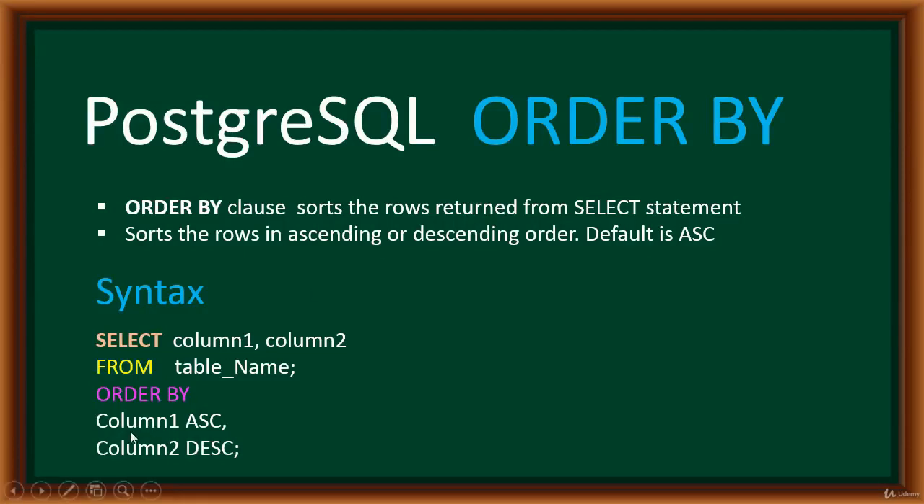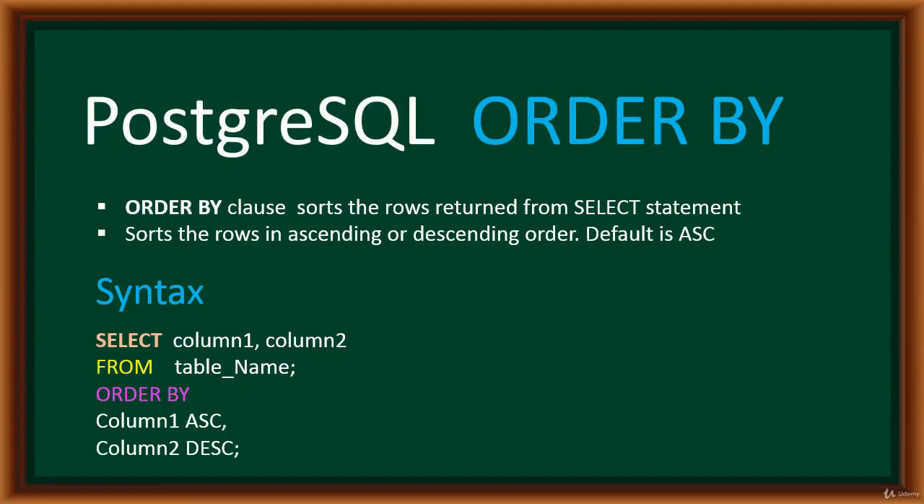So you can order by a specific column. Here in this syntax, we're ordering the first column in ascending order, and we're ordering the second column in descending order. So that's how you specify the syntax when you want to sort data returned from a select statement.